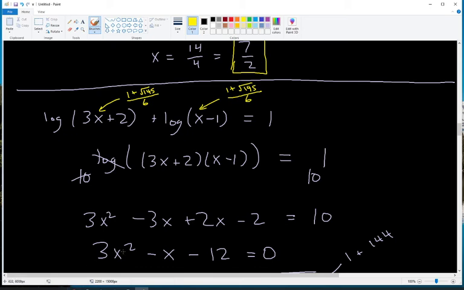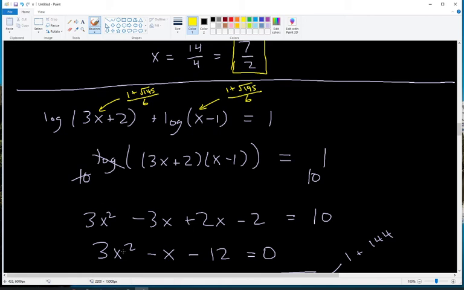So I'm typing in my calculator. We get 3 times 1 plus square root of 145, divide that by 6, and then that all gets added by 2. And then we get plus common log of 1 plus square root of 145, divide that by 6, minus 1. And this ends up equaling 1.